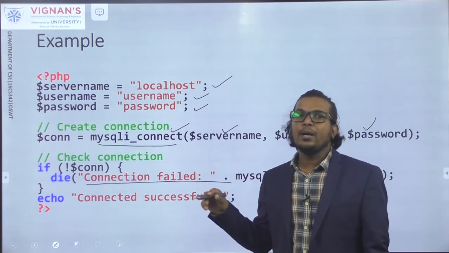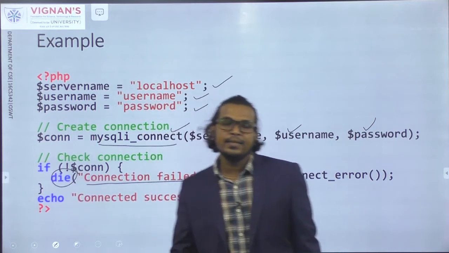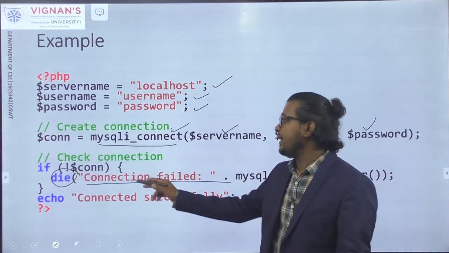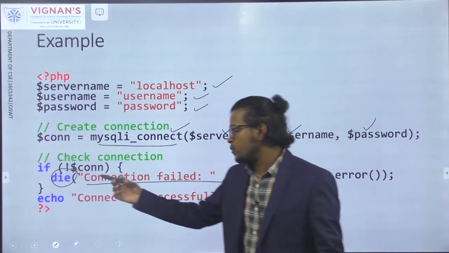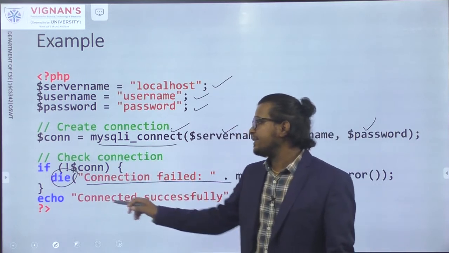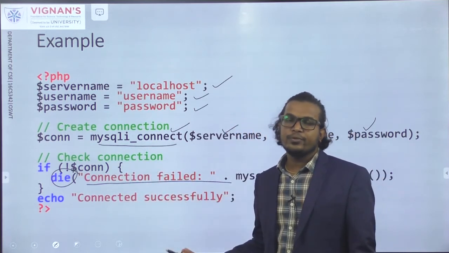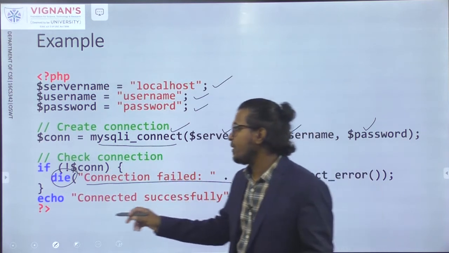For printing that particular error message, we are using the die method. With the help of the die method, we are printing the error messages. Okay, if the condition is false, the connection to the database is successful. That information we are printing here.